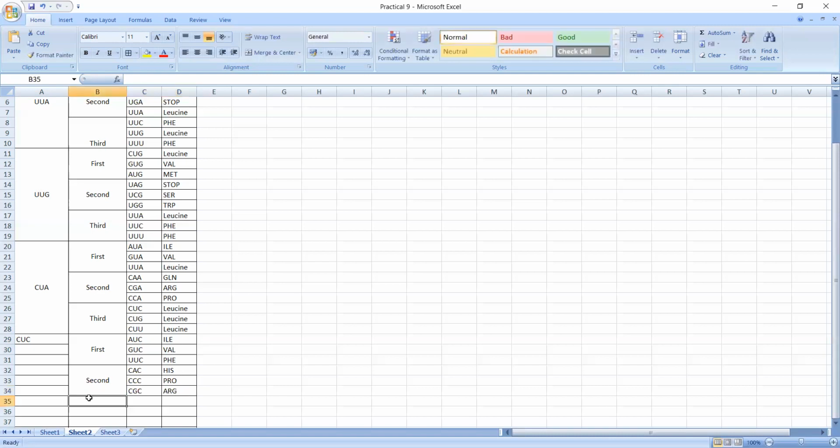All right. Now let us see about the third, the wobble base. So it is going to be CUA. Then next is going to be CUG, and third is going to be CUU. So when I see the CUA, Haji.